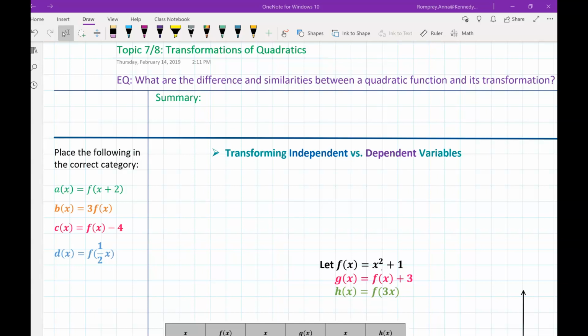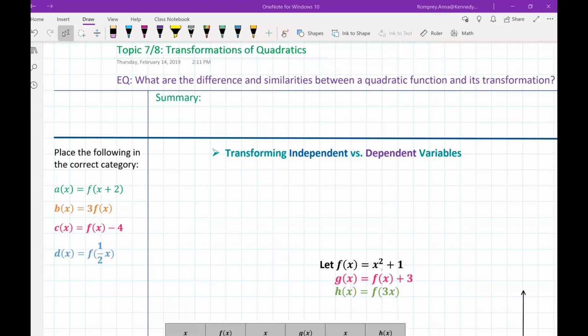Welcome back. So we are going to look at transformations of quadratics. Now we have dabbled a little bit in transformations with tables, which I know is not your favorite. So I'm hoping the second time around it will become a little bit easier. Now we're specifically looking at quadratics. So it says, what are the differences and similarities between the quadratic function and its transformation?